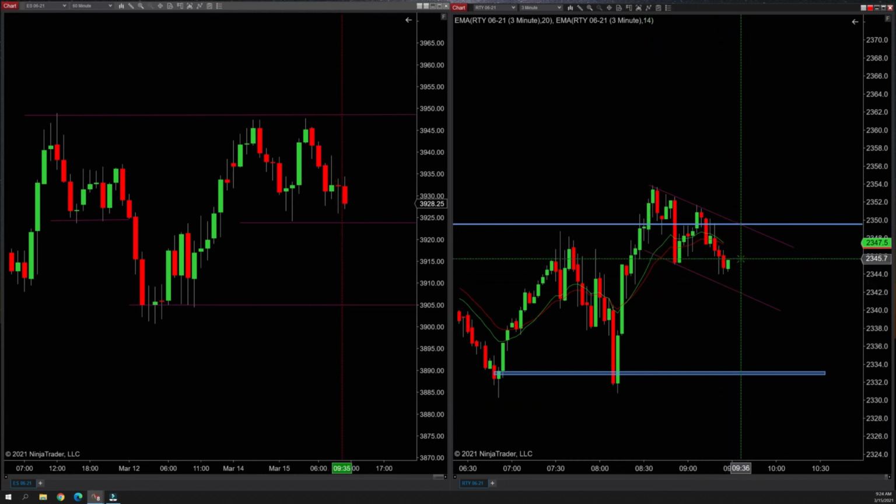But here we go, buying coming in again. It's taking a while to roll over, but I think it's going to. I think it's going to at least come down, you know, around this area here.